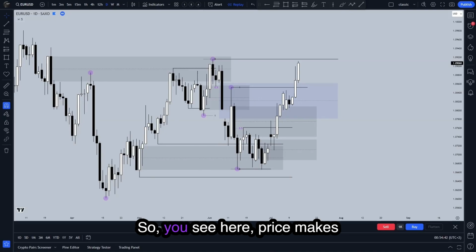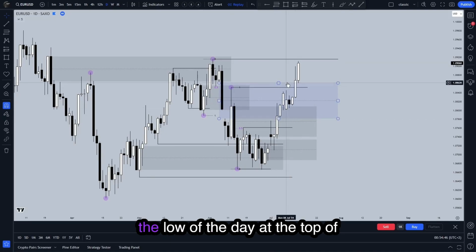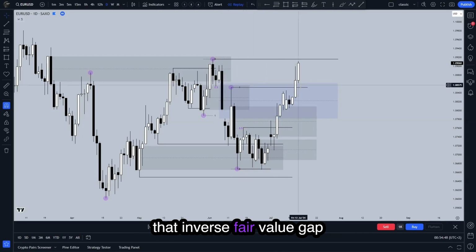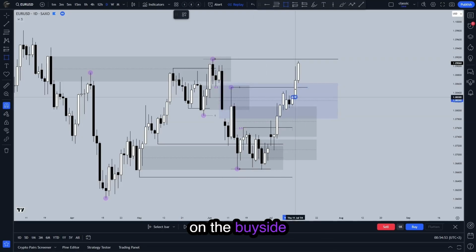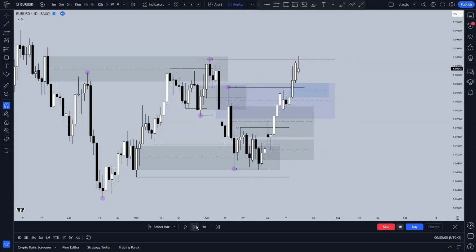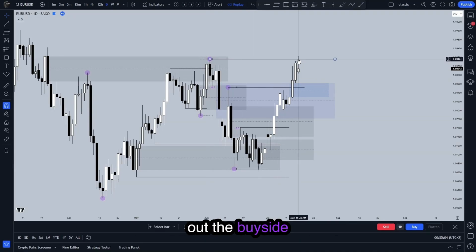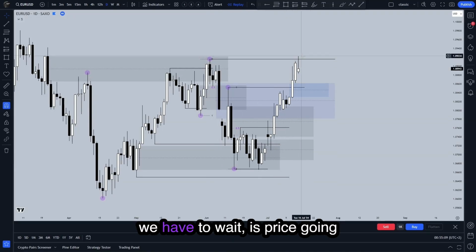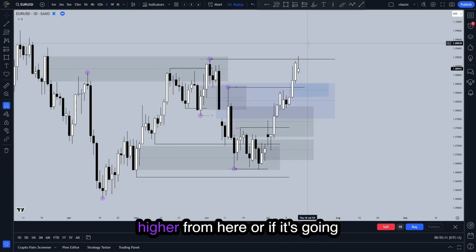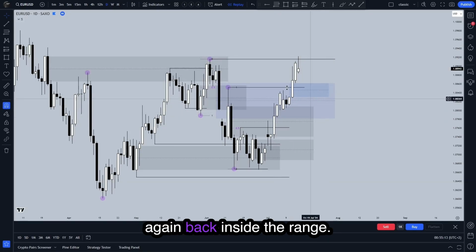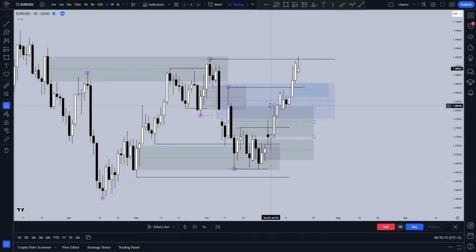So let's see here, price makes a low today at the top of that inverse value gap and creates a new bullish value gap on the buy side. Next day, price opens up, takes out the buy side. Now we have to wait: is price going higher from here, or is it going again back inside the range?